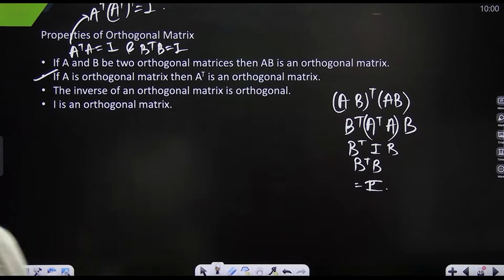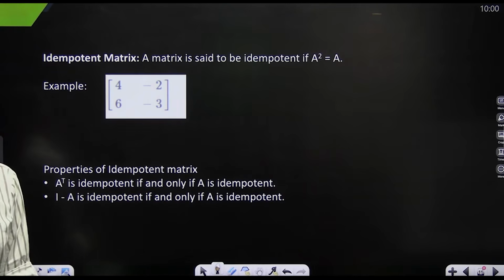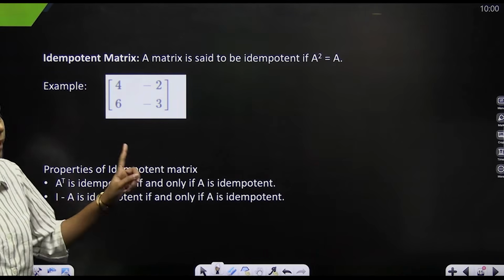Now let's discuss the idempotent matrix. A matrix is said to be an idempotent matrix if A square is equal to A.